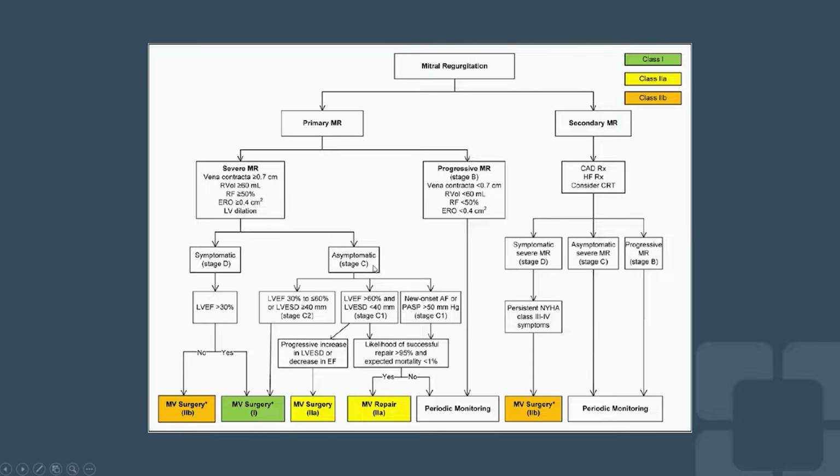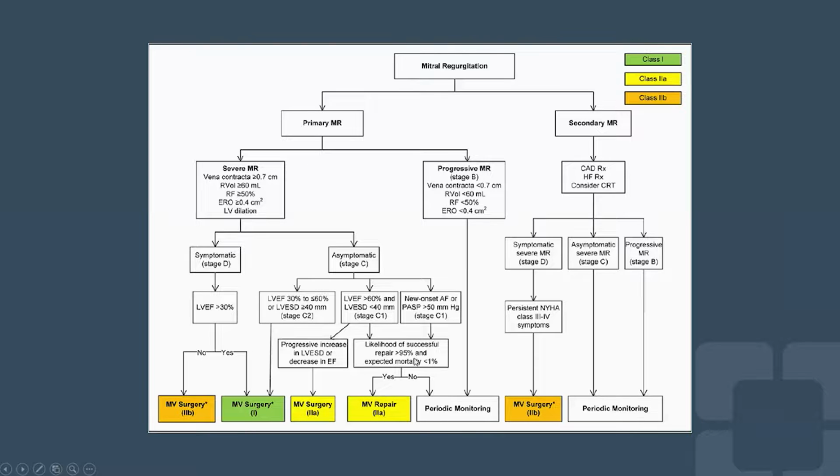If you have an asymptomatic MR but have a decreased ejection fraction, you should still have surgery. If a patient has a normal ejection fraction, but they're asymptomatic, and you see a continued enlargement of the ventricle, you have a 2A indication. But if you have a small ventricle, and asymptomatic with a normal ventricle, but you feel confident that you can repair the valve, you should still undergo a repair with a class 2A indication.